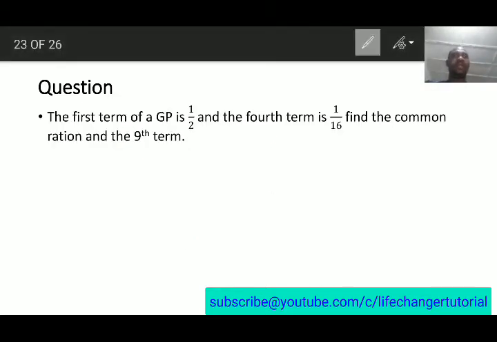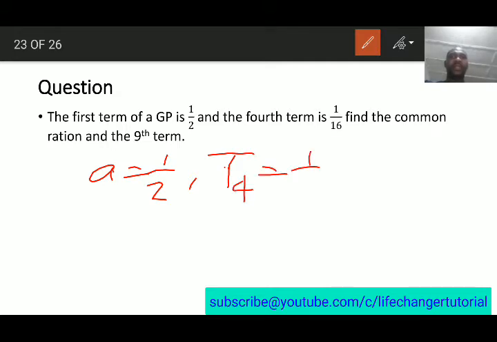Okay, we see another question here. The first term of a GP is a half and the fourth term is 1/16. Find the common ratio and the ninth term. First of all, we are given that the first term is a half, and the fourth term, which is T4, is 1/16.